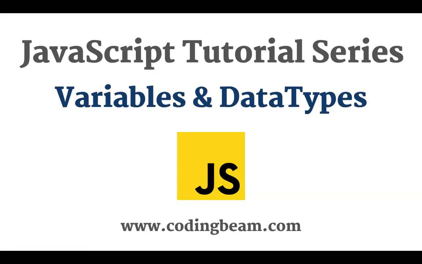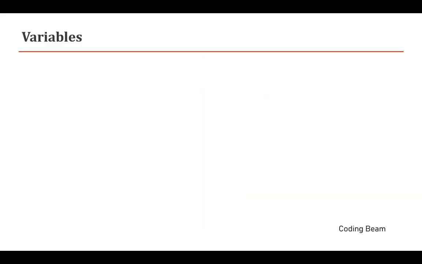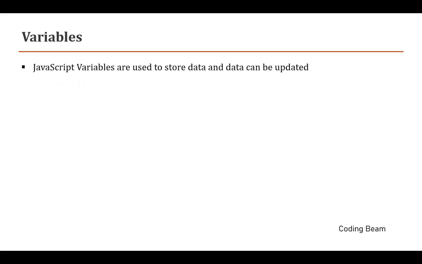So in this video we are going to discuss the JavaScript variables and the data types. So what are the JavaScript variables? JavaScript variables are used to store data in the memory, which later on we can update its value, and there should always be a unique name for the variables.